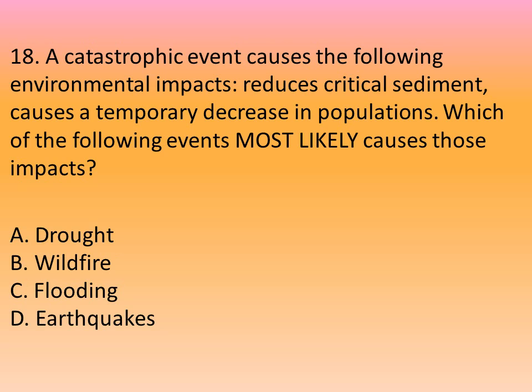Number 18. A catastrophic event causes the following environmental impacts. Reduces critical sediment, causes a temporary decrease in populations. Which of the following events most likely causes those impacts? A. Drought, B. Wildfire, C. Flooding, D. Earthquakes.